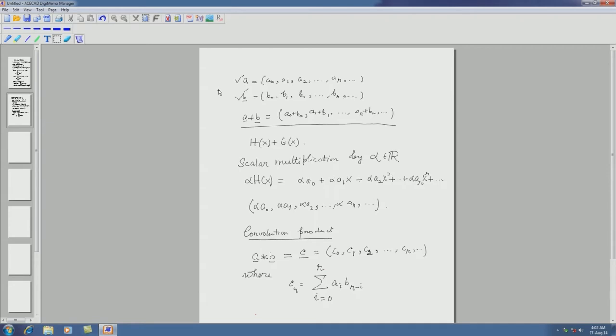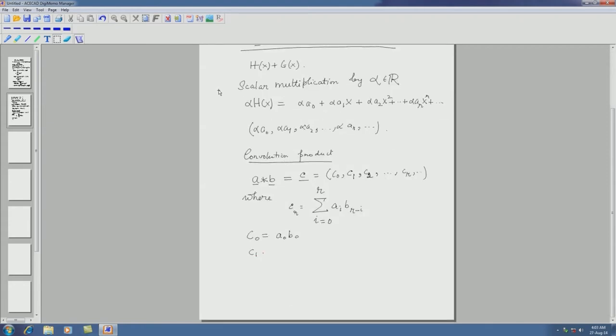For example, we see that if r equal to 0, C0 is a0 b0, C1 is a0 b1 plus a1 b0, C2 is a0 b2 plus a1 b1 plus a2 b0 and so on.